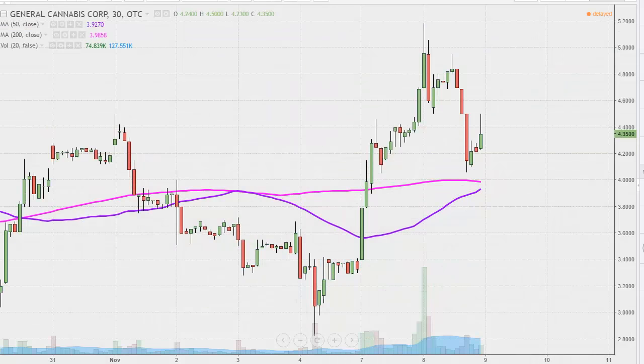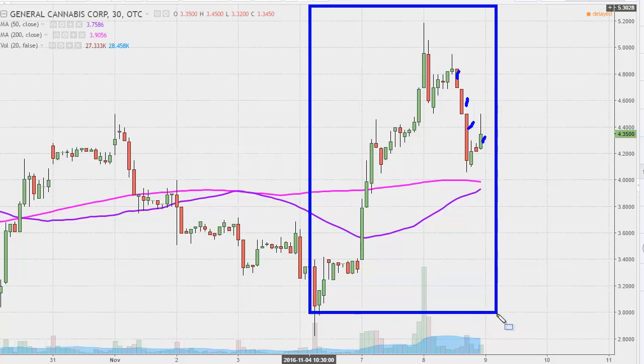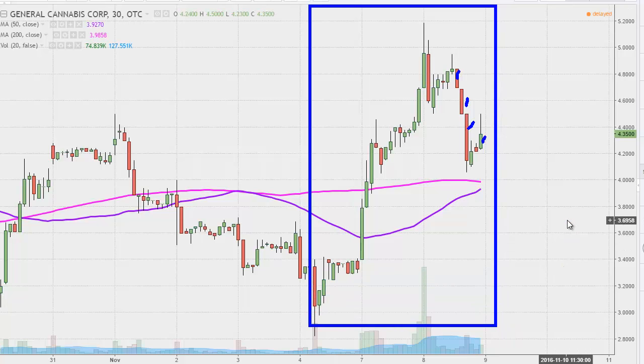Real quick, what do I mean by 30-minute, in case maybe you're new to charts? Instead of each one of these candlesticks here representing one day's worth of price action, which is what you would normally see, each one represents 30 minutes. So while this may look like a few weeks' worth of time right there, it's actually just the past few days broken down into 30-minute time slices.